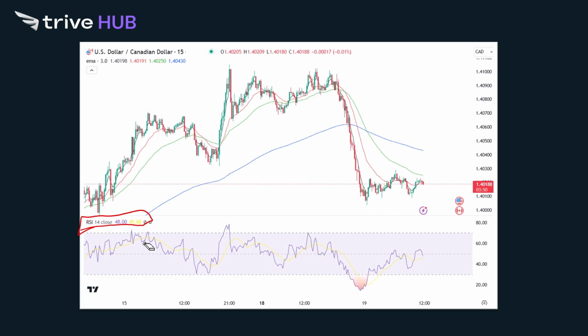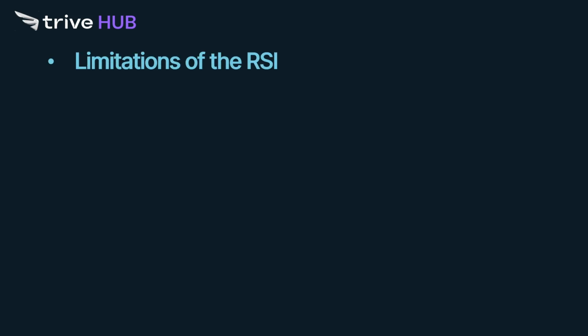Never use RSI or any indicator by its own. Use these indicators in conjunction with price action also. And I would say whatever confirmations you can find, you should find them and take an edge in your direction.